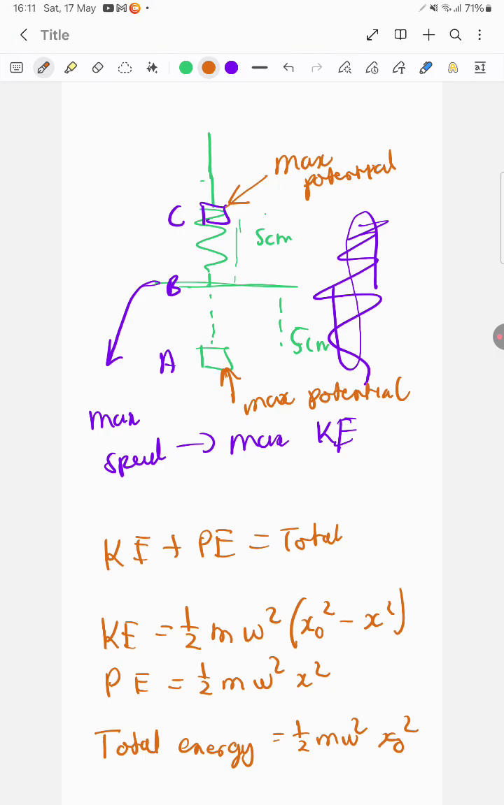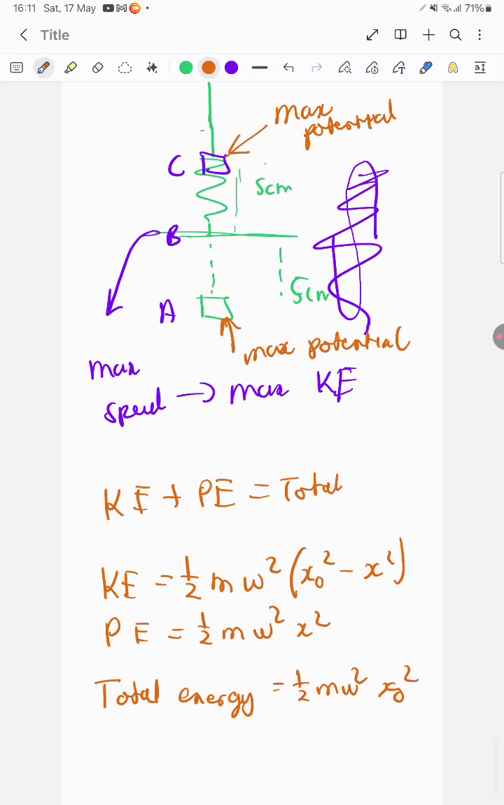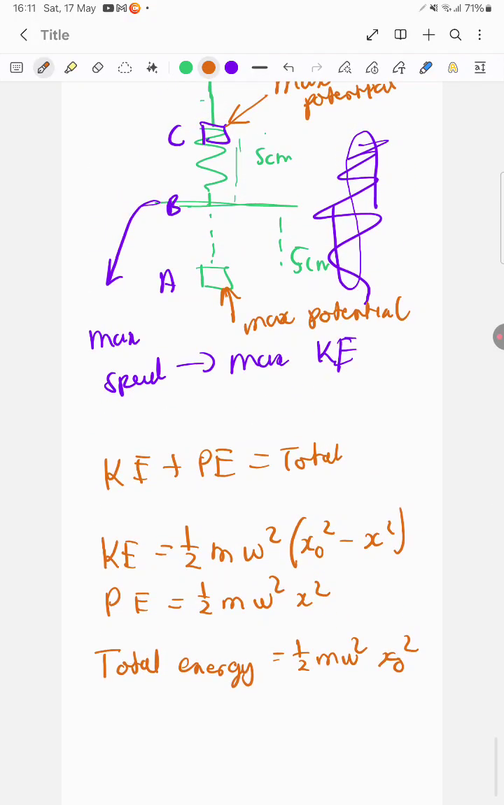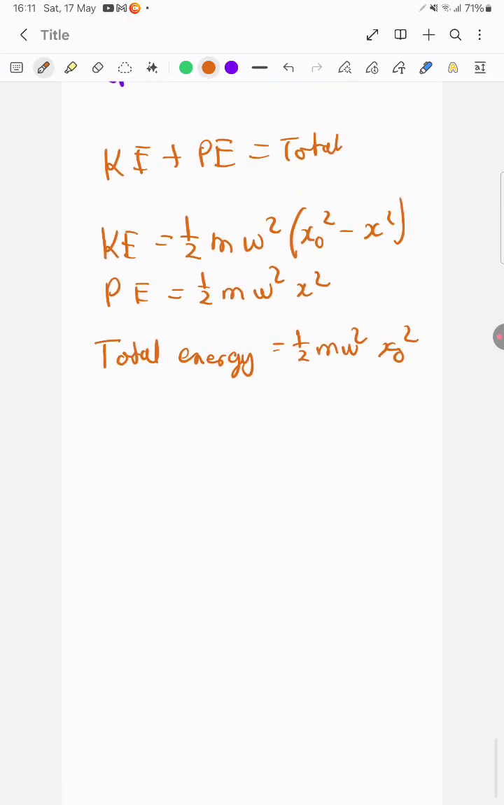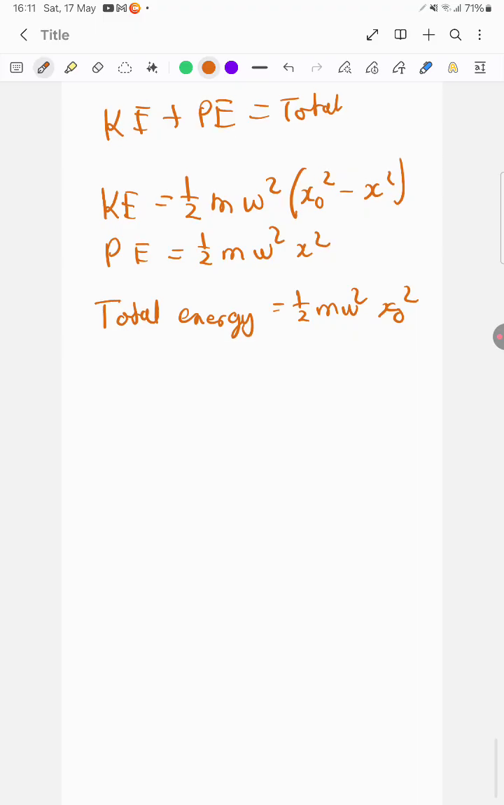Okay, let me write these formulas quickly. So kinetic plus the potential is equal to the total energy. That is correct, because remember, you have a mix of both during the motion, except for those special points, the top or bottom, where you have either only kinetic or only potential.